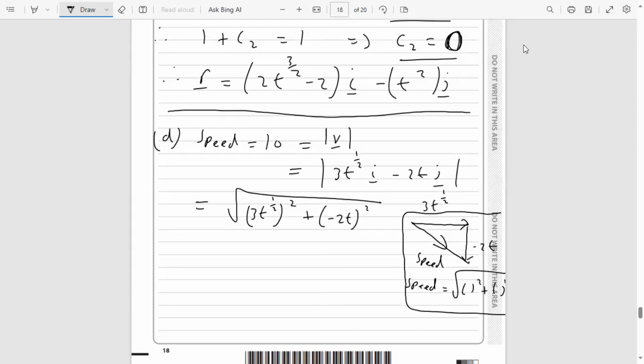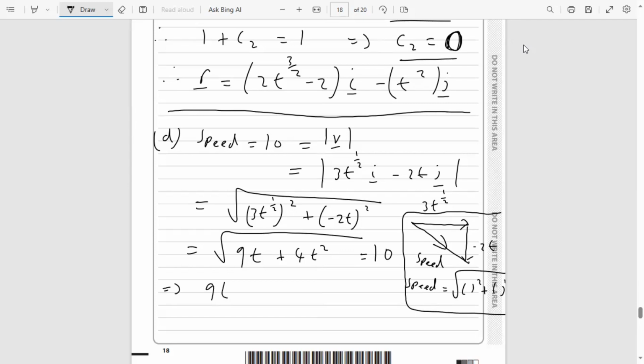Okay, so what we're going to do then is simplify what we have here. We've got the square root of 3t to the half squared. 3 squared is 9. t to the half squared is t, because t to the half times t to the half is t. And then -2 squared is 4, so plus 4t squared. Okay, so we've got that, and we know that this is equal to 10. So let's put an equals 10 here to make that clear. Let's square both sides to get rid of this square root, because it's messing things up a little bit.